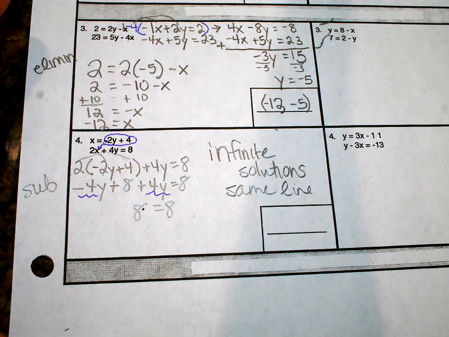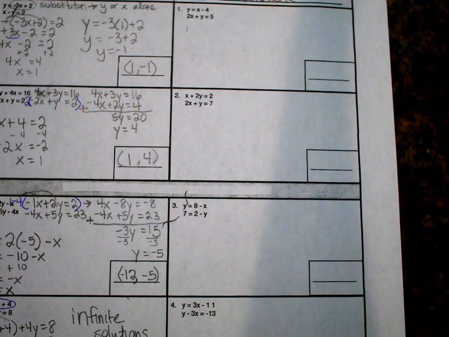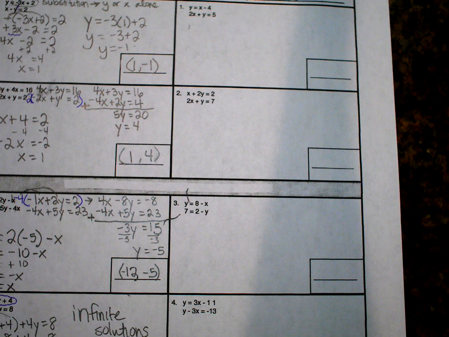So now your job is to do 1, 2, 3, and 4 on the right-hand side. And you need to write down the method that you chose, okay? So get on that, and I will see you tomorrow. We're going to do a review tomorrow on Go Formative.